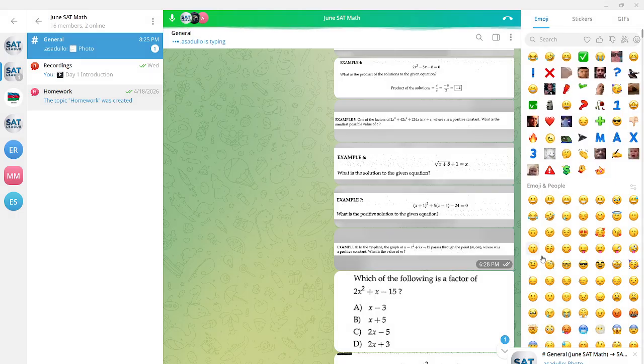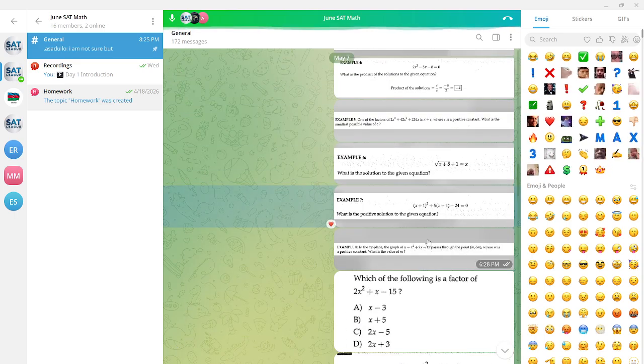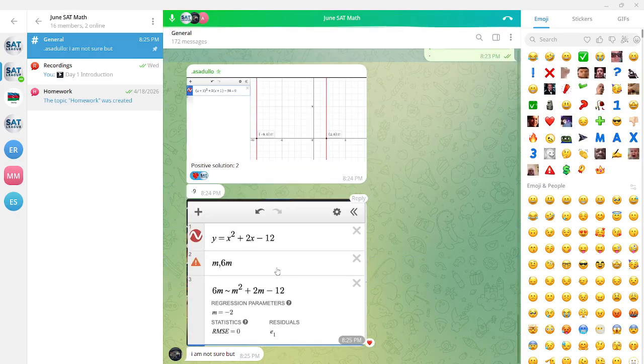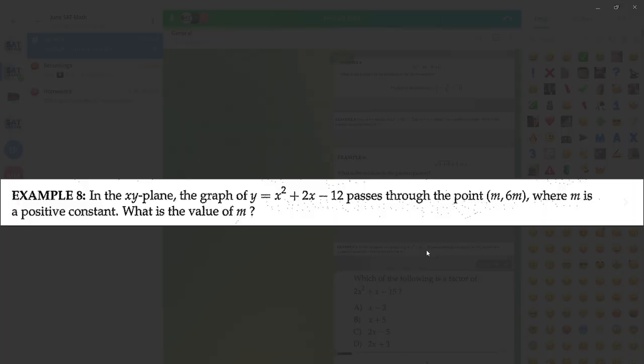Right, we got an answer, I guess. I'm not sure, but 2m minus... Did you write the question correctly? Minus 12. All right, but the question tells us that m is a positive constant, not negative. Guys, look at here. It's a positive number, not negative. So we have to find the positive number instead of the negative one.